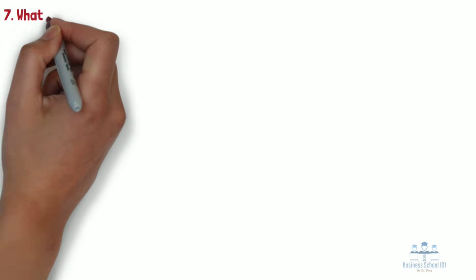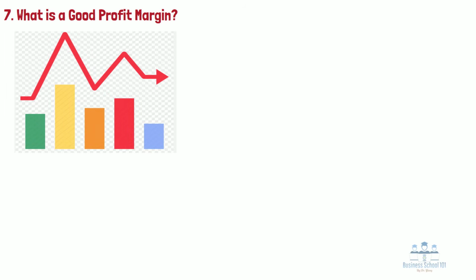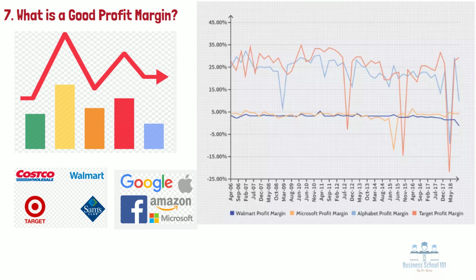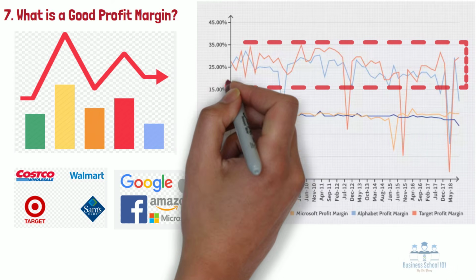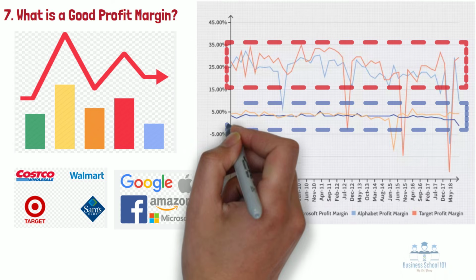Section 7. What is a good profit margin? Profit margins vary from industry to industry, which means that companies in different sectors aren't necessarily comparable. For example, a retail company's profit margins shouldn't be compared to those of a technology company. Below is a comparison between the profit margins of 4 long-running and successful companies in the technology and retail space. As you can see, technology companies like Microsoft and Alphabet have high double-digit quarterly profit margins, compared to the single-digit margins achieved by Walmart and Target.